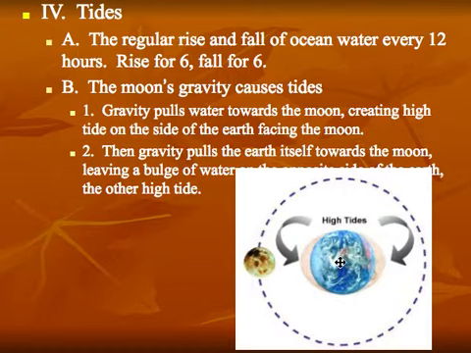Then the moon slightly pulls the Earth itself towards it. And that, because of inertia, leaves a bulge of water on the backside of the Earth away from the moon, and that's the second high tide. So the 2 high tides are on opposite sides of the planet, and the 2 low tides, again, are on opposite sides of the planet. But the high tide bulges line up with where the moon is.